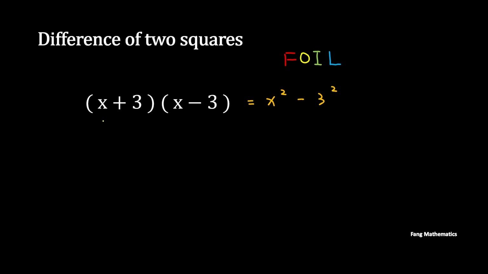In this case, I would like to generalize it by using the letters a and b. In place of x, I'm going to put a, and in place of 3, I'm going to put b. So the conclusion is you have a plus b multiplied by a minus b gives you the difference of two squares, that is a squared minus b squared.